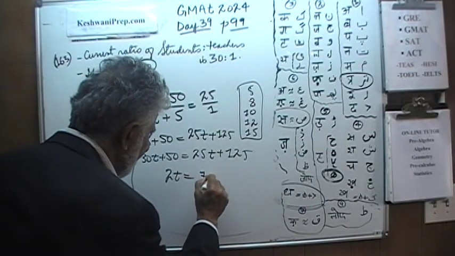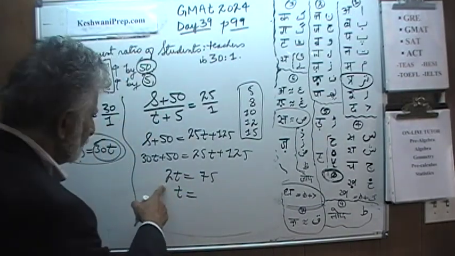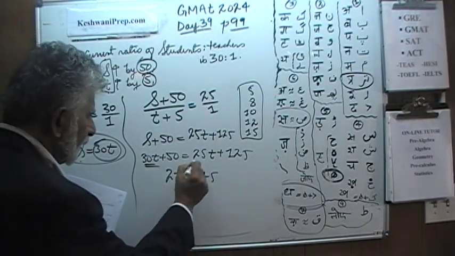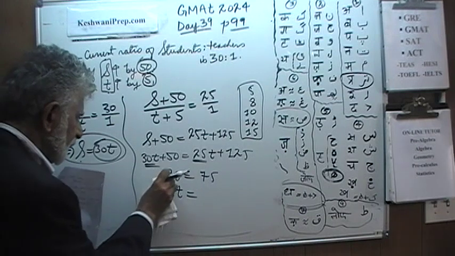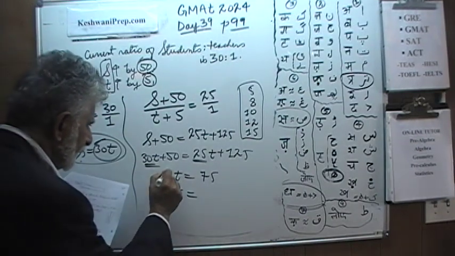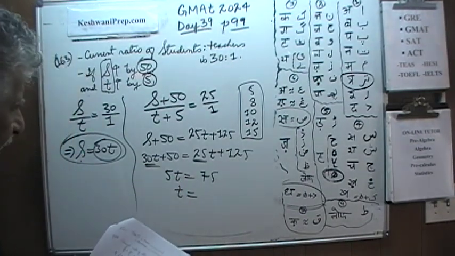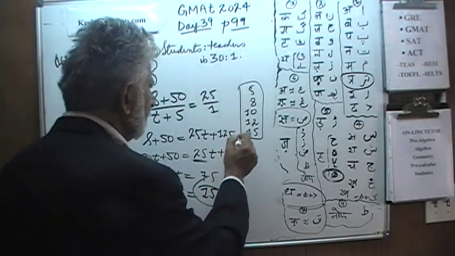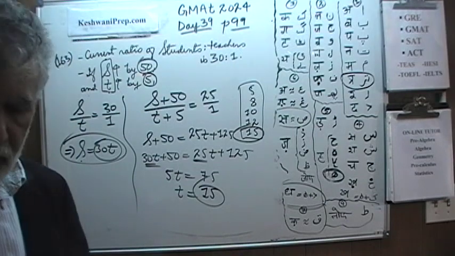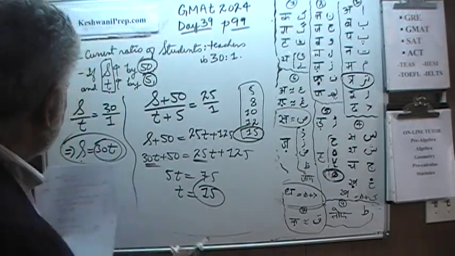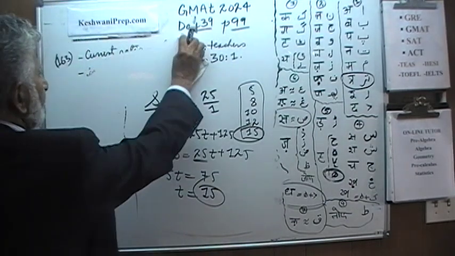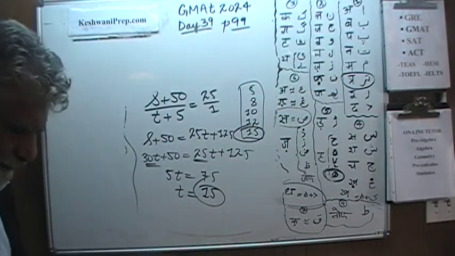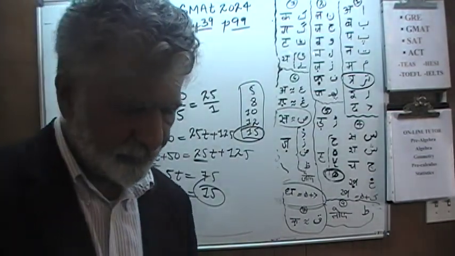That gives us 75, which means 5T, because we're subtracting 25 from 30, equals 75, T is equal to 15. That's all. The answer was E. Let's do the next one, shall we? Quite straightforward, quite simple.